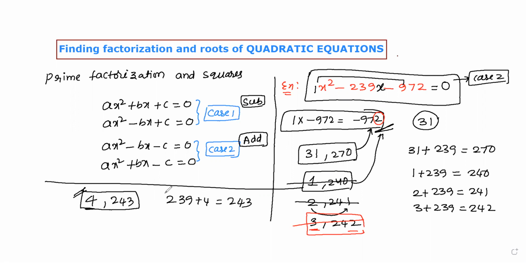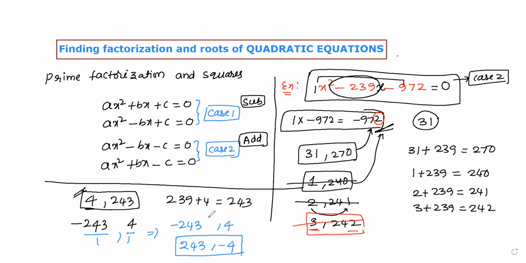But we have to adjust the sign. You can see here it is minus 239. So that is the reason I am taking 243 as a negative value, and 4 is a positive value. After that, we have to divide these two numbers by the coefficient of x square. So by 1, then I got 243 and 4. For the root, we have to change the sign of this number. Then 243 and minus 4 are the roots of the given question.